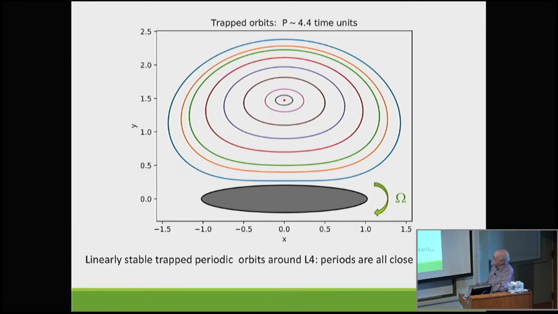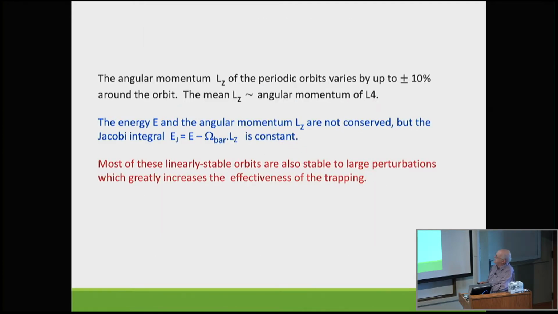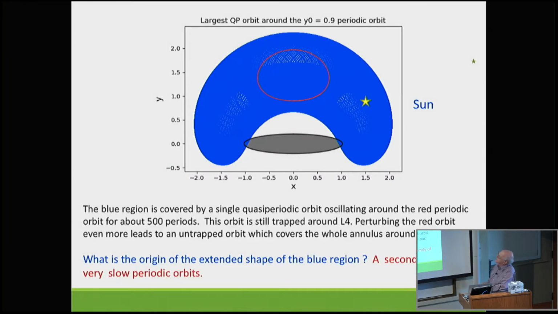Now, I showed you all these orbits that are stable to small perturbations. It turns out that all of these are also stable to quite large perturbations, so you can give them a very substantial shove, and that greatly increases the effectiveness of this kind of trapping. So this shows you one of these periodic orbits, the red one, and I've given this orbit pushes of increasing size just to see if I could make it be not trapped.